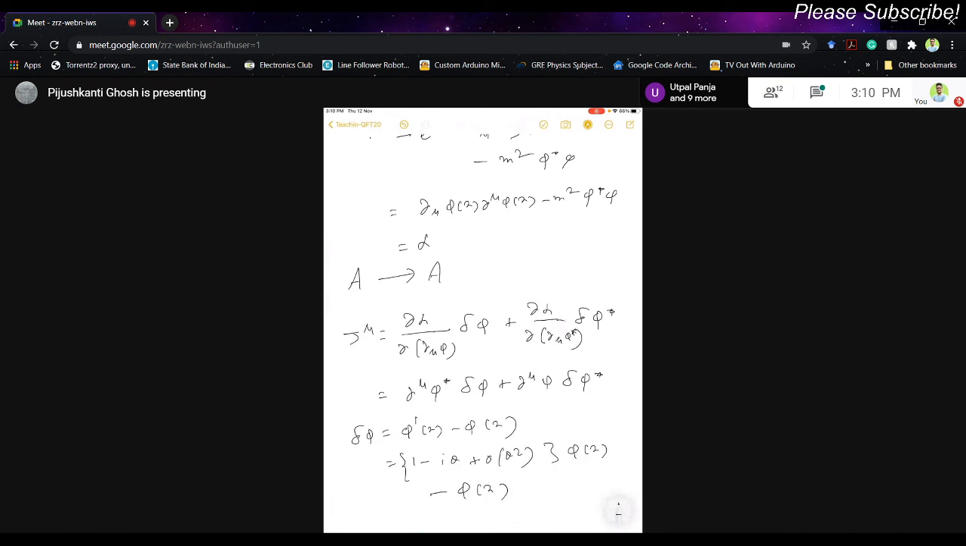Keeping the leading order term and neglecting theta square and higher order terms, because this delta phi means an infinitesimal variation. Due to the infinitesimal transformation, we are treating theta as a small parameter. If theta is small, you get the identity transformation, phi goes to phi prime equal to phi. So if theta is small, we can neglect all higher order terms.